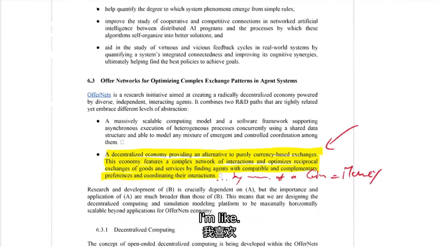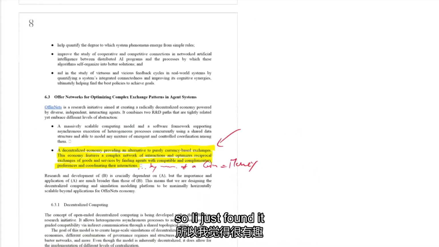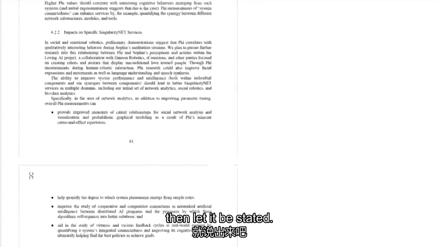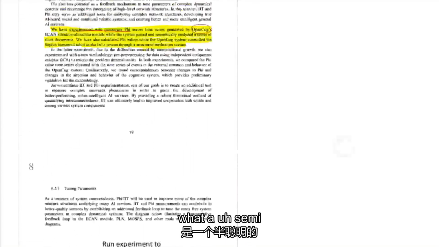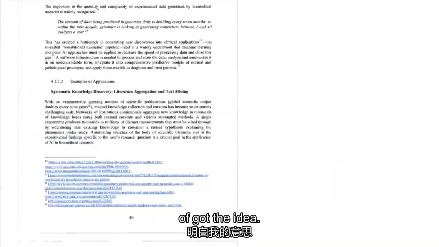In any case, these people are very smart, and I'm probably too dumb to see what the exact difference is right here. So I just found it funny. If I'm completely wrong, then let it be stated that that's what a only semi-smart person would conclude from reading these things. All right, this was lengthy, but I hope you sort of got the idea.